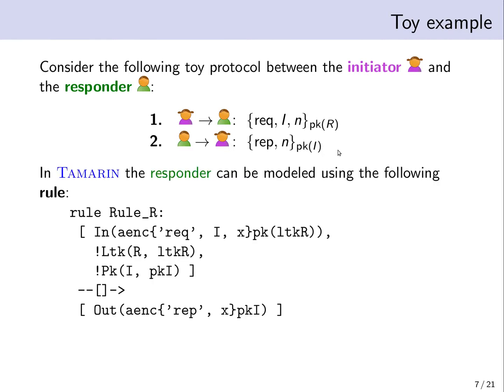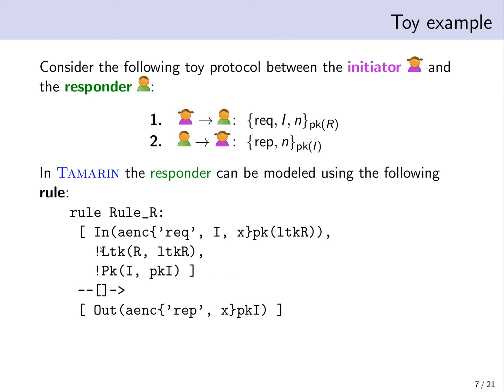Now, as I said, Tamarin uses multi-set rewrite rules to model protocols. So we could, for example, model the responder using the following rule. Everything here that's on the left-hand side of the arrow is called the premises, so everything we need in order to execute the rule. Everything on the right-hand side of the arrow is what's produced by the rule, and on the arrow we can add annotations that are used to specify security properties or intermediate lemmas.